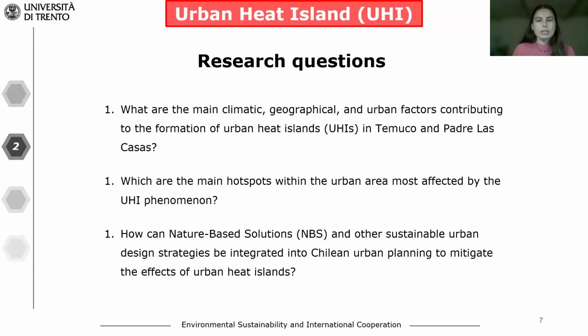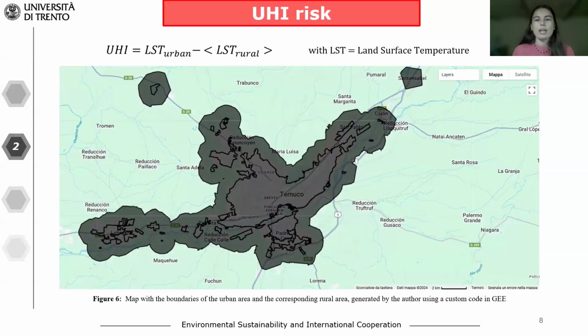To gain a more in-depth understanding of the current situation in the urban area of Temuco and Padre Las Casas, I conducted two different simulations. The first involved satellite images, and in particular land surface temperature data from the Landsat 5, 7, or 8 database, depending on their availability. Using this data, I developed a specific code in the Google Earth Engine platform, and it was used to calculate the difference between temperatures recorded in the urban area and those in the surrounding rural area in a buffer of 1 kilometer, like this map shows.